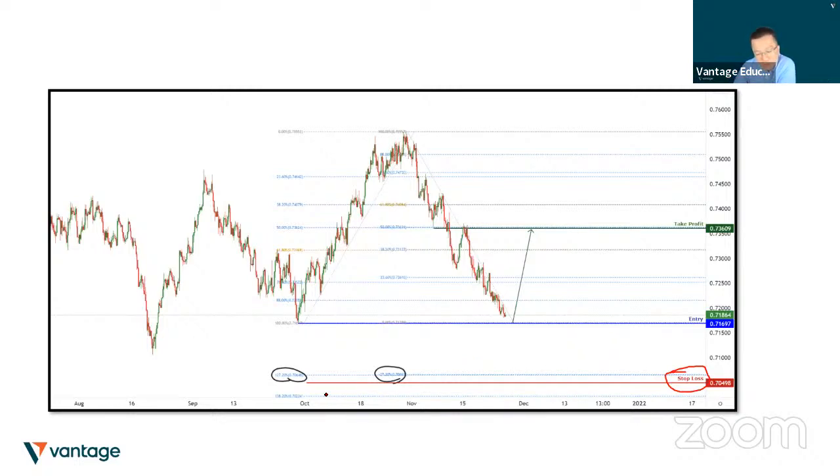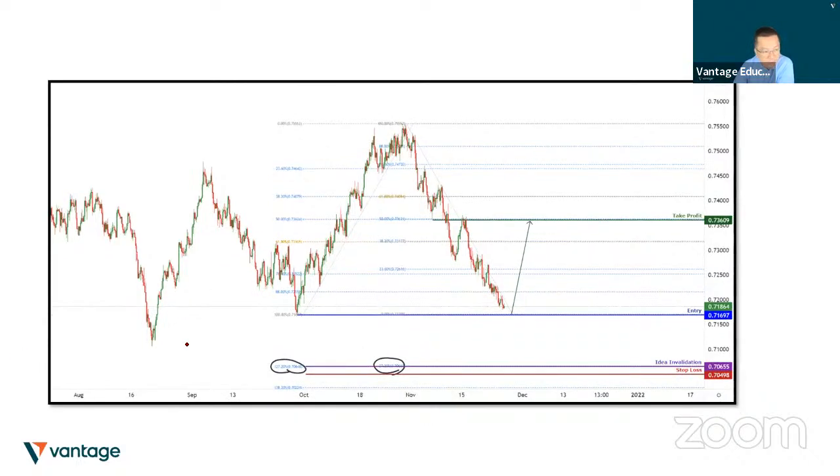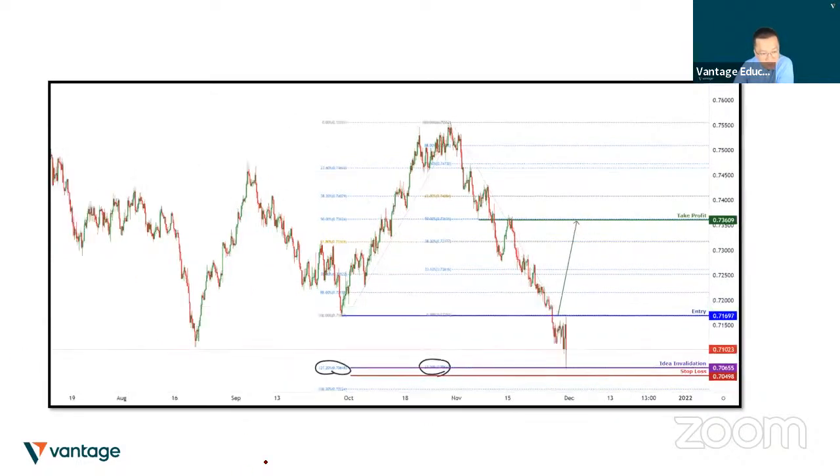Why it's not entirely a bad thing in terms of idea invalidation is because if I just move the chart on a little bit, you can see that's the idea invalidation. You'll see that price has come down and tested this level already. Right? So it's come very close to that point where it says that your analysis is wrong.